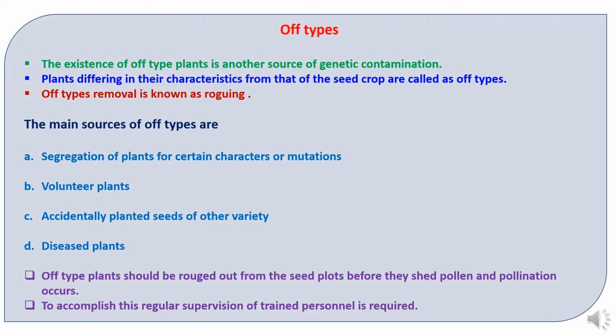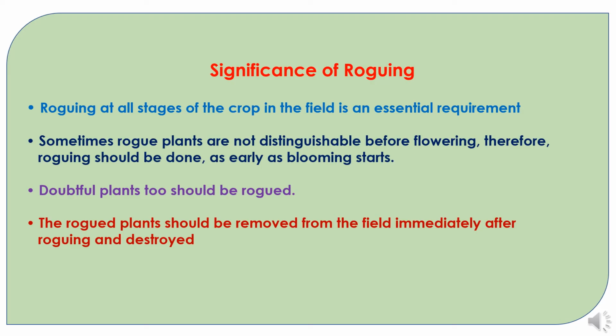Off-type plants should be rogged out from the seed fields before they shed pollen and pollination occurs. To accomplish this, regular supervision of trained personnel is required, and it should be done on time without fail to maintain the genetic purity. Now, the significance of rogging. What is the importance of rogging?